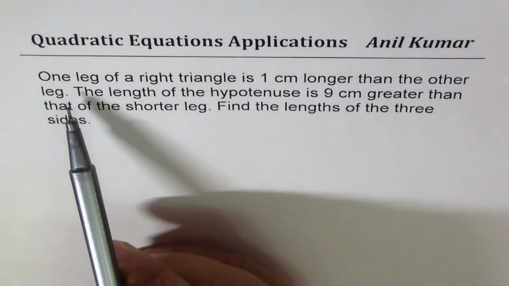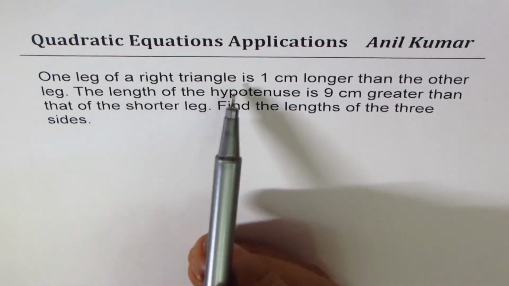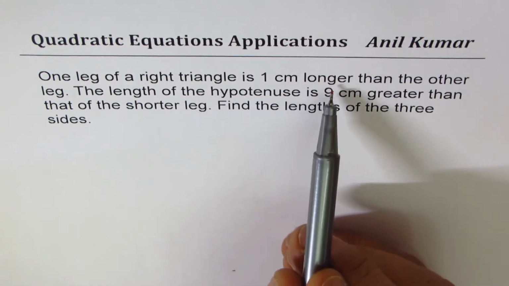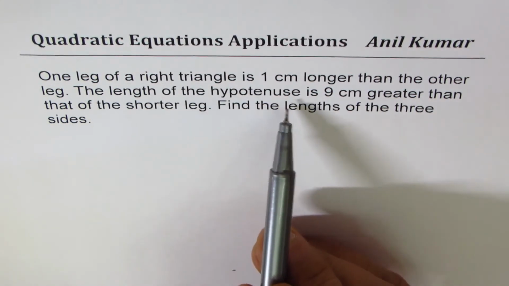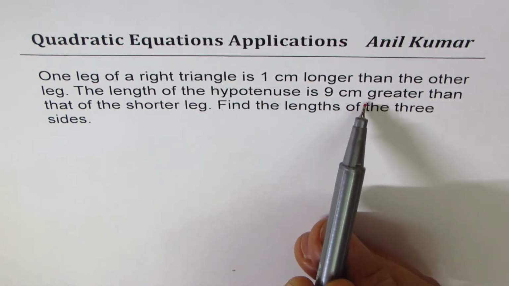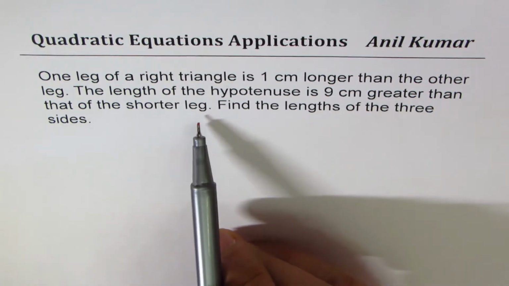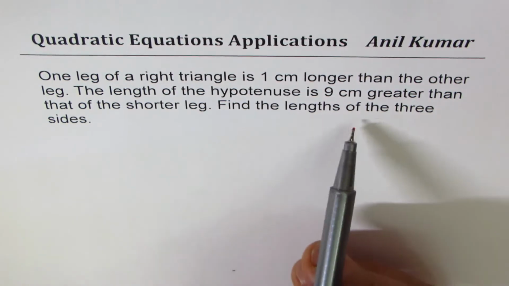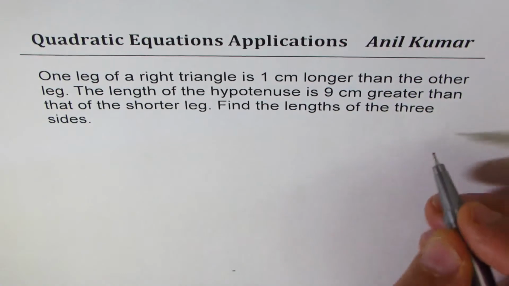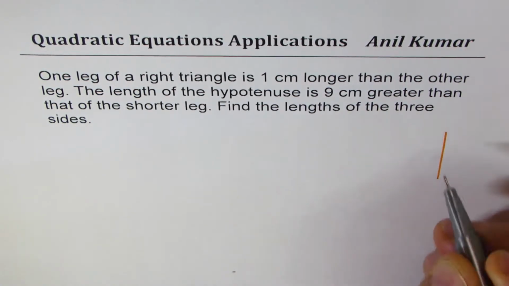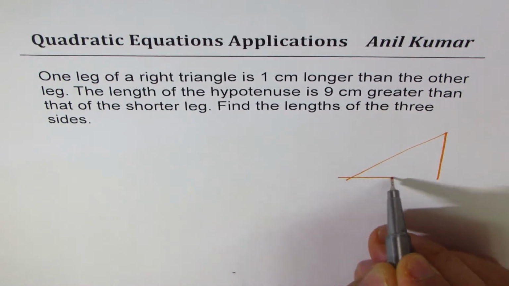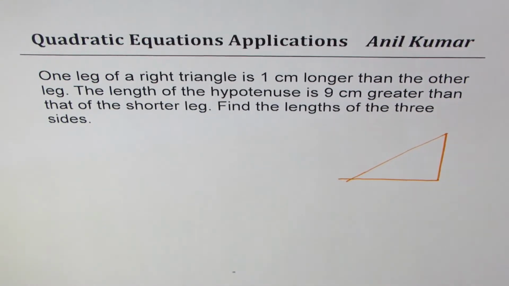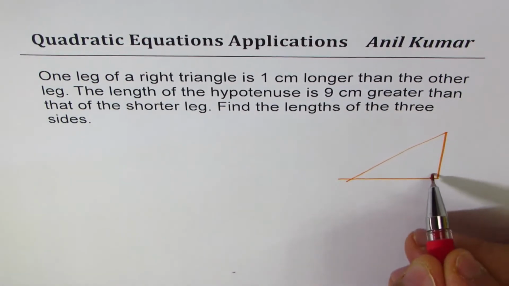One of the questions here is, one leg of a right triangle is 1 centimeter longer than the other leg. The length of the hypotenuse is 9 centimeters greater than that of the shorter leg. Find the lengths of the three sides. So let's make a triangle here to begin with, and then we'll define our variables. Okay, so that's a right triangle for us.